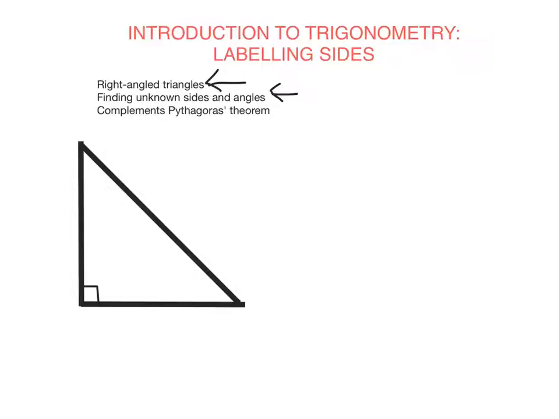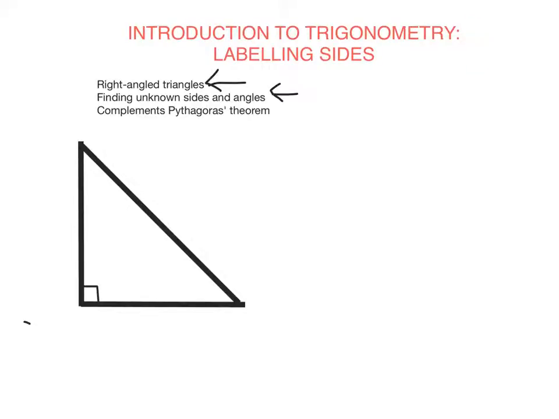So they complement each other. You can use them at different times. So we're going to get into finding unknown sides and finding unknown angles in subsequent lessons. But before we do any of that, we need to be confident with labeling the sides. So when I say label the sides, I'm not talking about just giving them a letter. I'm talking about they have a special name.